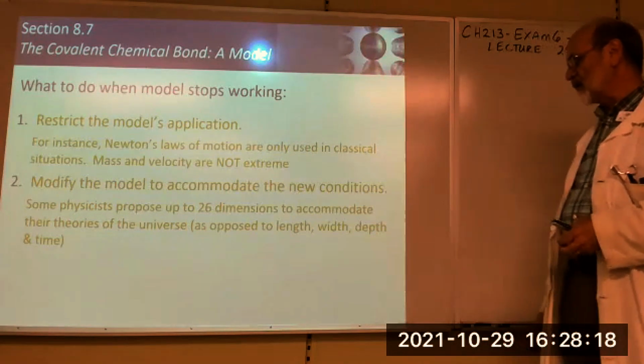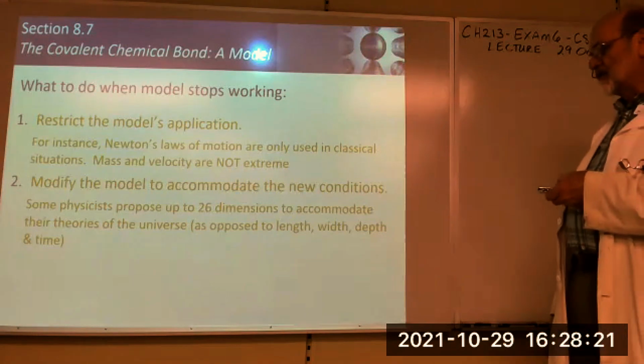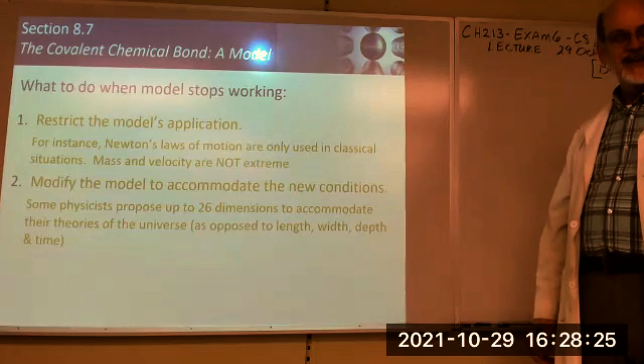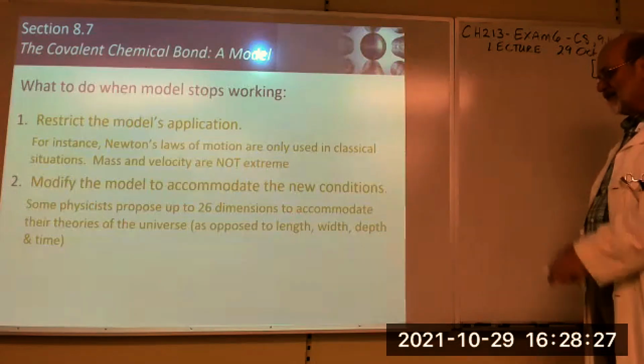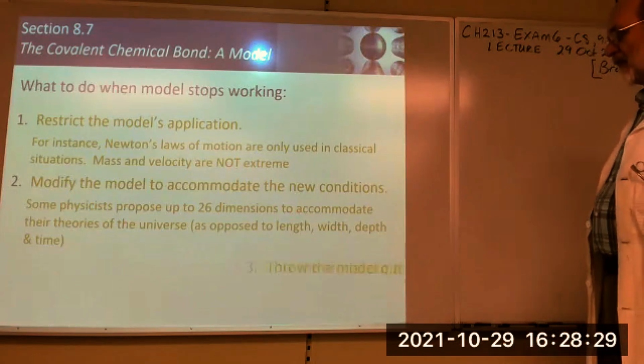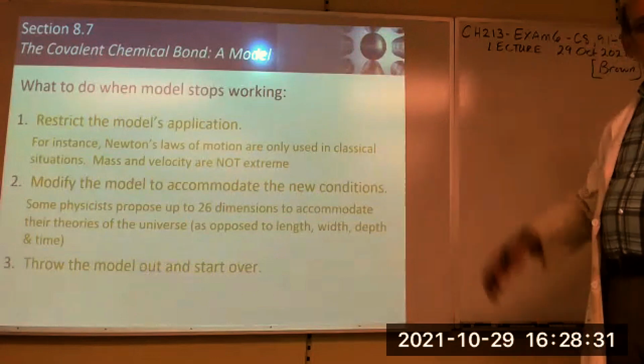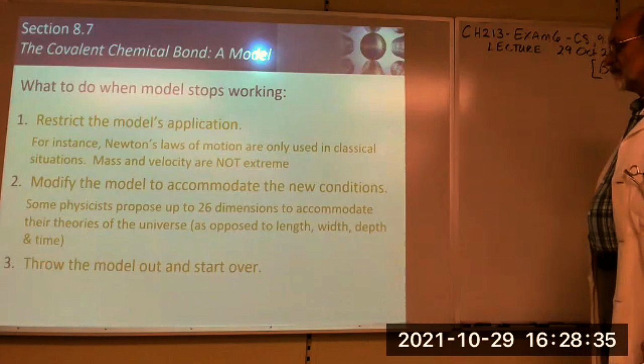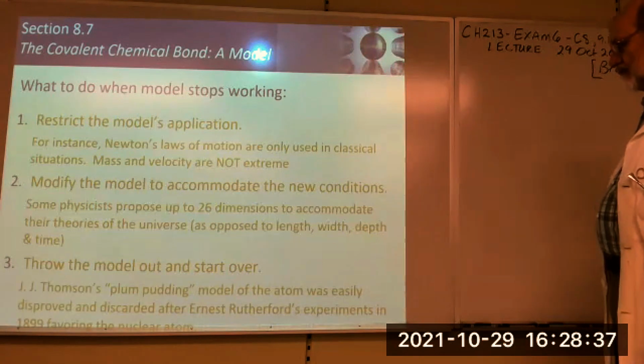But there's some theoretical physicists that just go wild with their math, like 26 dimensions to accommodate their theory. That's a little extreme, I think. Or you can throw it out and start over. And sometimes we have to do that.